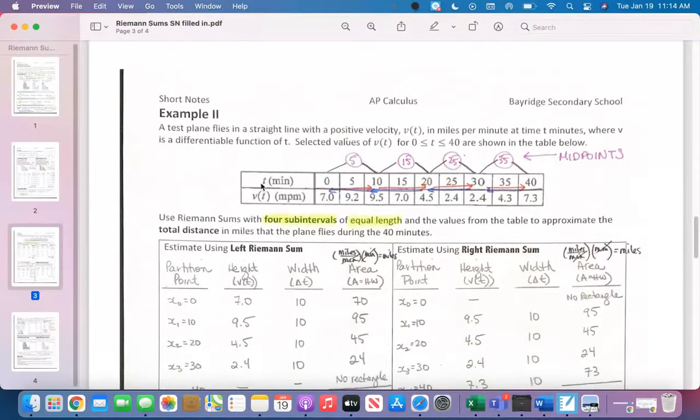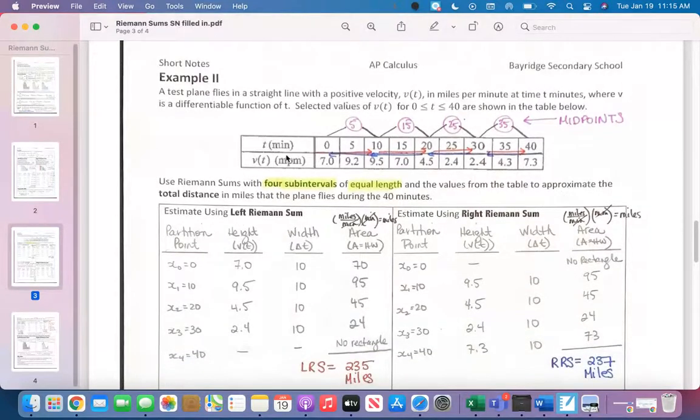In this case, we have a test plane flying in a straight line with a positive velocity, v of t, in miles per minute, and time is represented in minutes, where v is a differentiable function on t. It's important that we know that it's differentiable, because we want to be able to apply this to all the values in between as well. Here are some values between time equals 0 and time equals 40 in this table. We've recorded the velocity at all of these different times between 0 and 40.